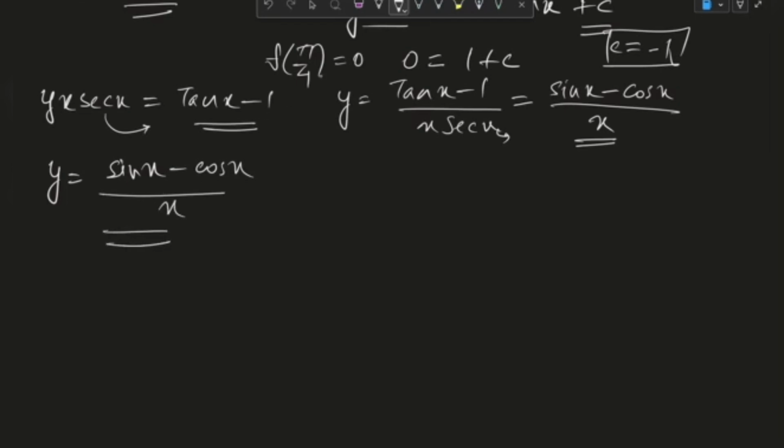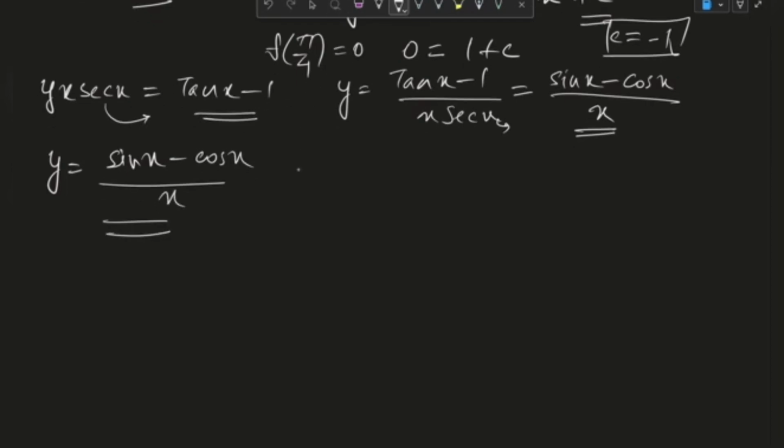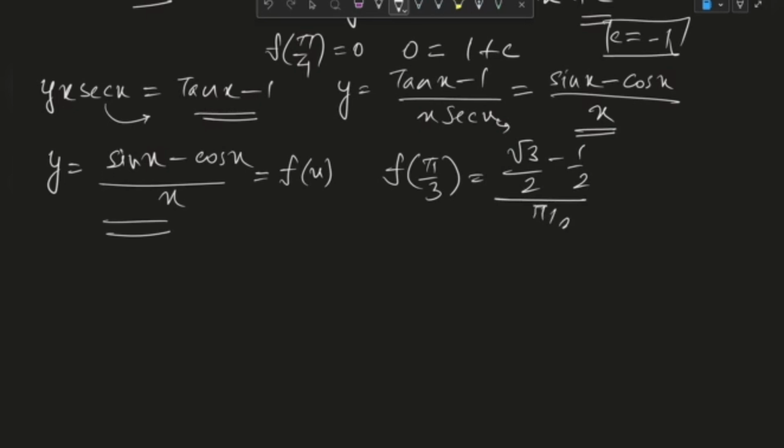So now I guess it's time to look at the options. So in the first place we have to find out f of pi by 3. This is f of x. So basically f of pi by 3 is, pi by 3 is 60, so sin 60 is root 3 by 2, cos 60 is half, and this is again pi by 3. So this I guess comes out to be 3 times root 3 minus 1, and this comes down, so it's over 2 pi, which is I guess correct. So option A becomes correct.